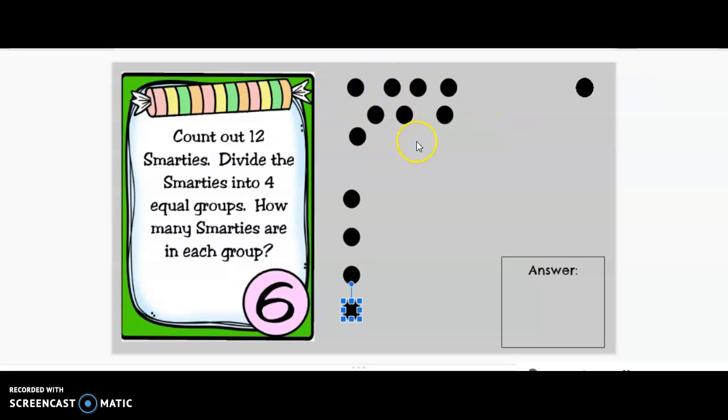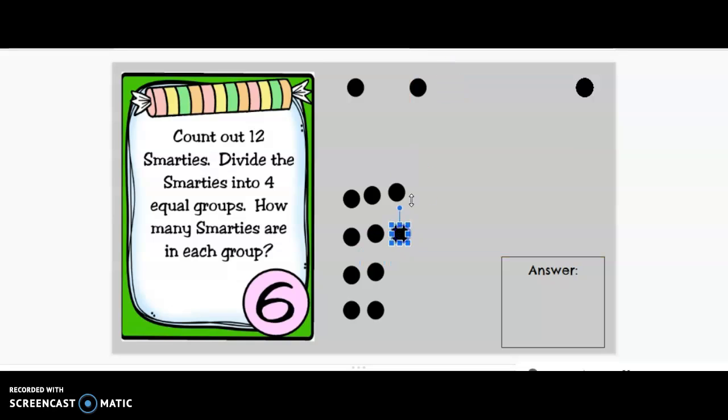And then we just divvy up the rest of our Smarties until they are equally dispersed. One at a time, place your Smarties in the group. How many Smarties are in each group?